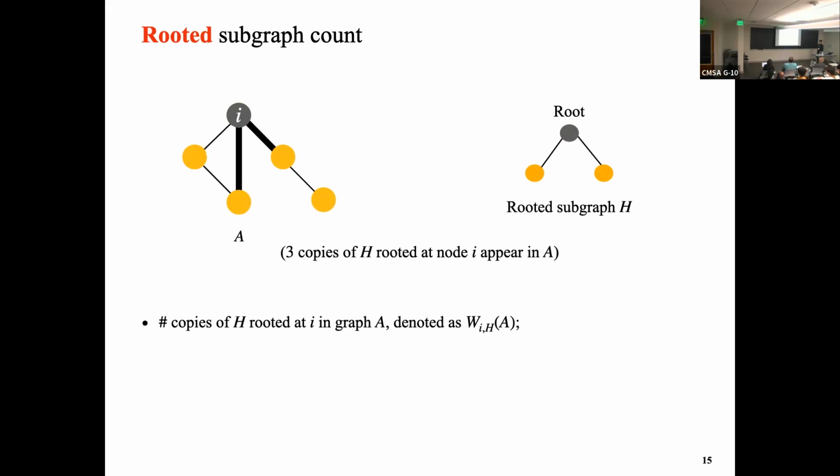And then I will do the same for every node, right? So this is one way to construct a feature. And this notation is noted here, with H being the subgraph and A being the adjacency matrix.